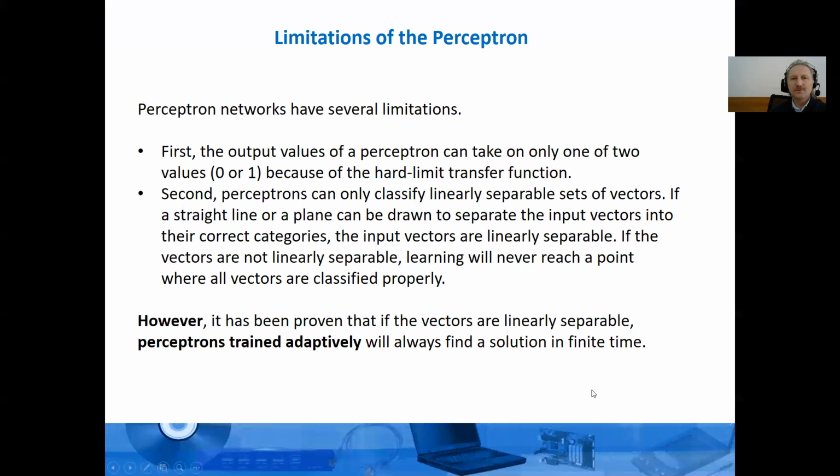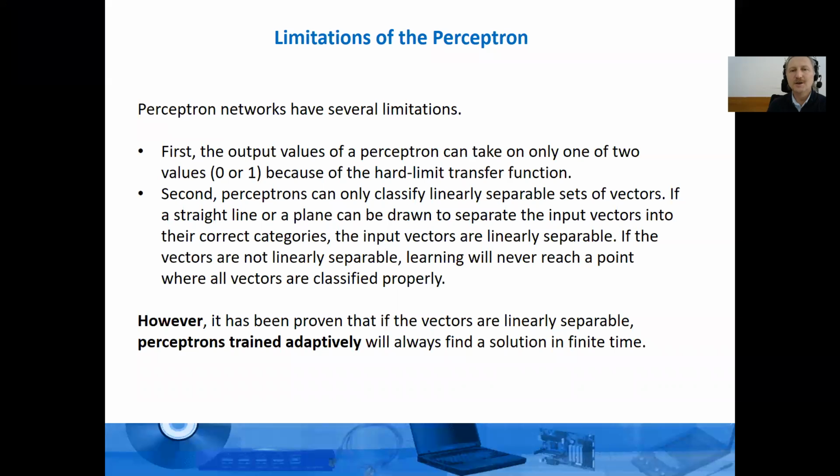So what is the limitation of the Perceptron? First of all, the Perceptron can produce 2 outputs, 0 or 1. Yes, because it is using the hard limit function. That's why it can separate only 2 classes, or it can solve classification problems. It cannot solve the numerical prediction problem.